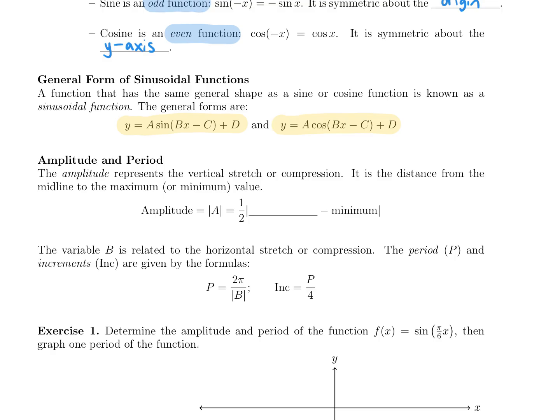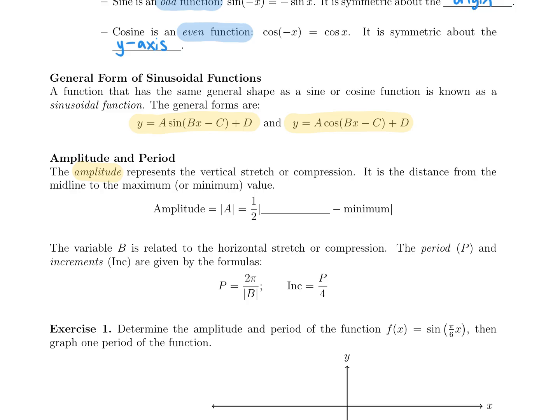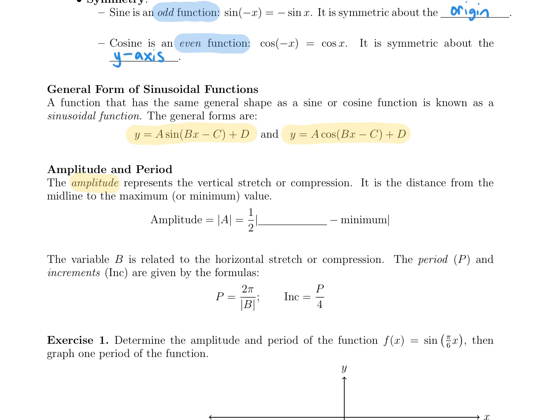Let's start with the amplitude. The amplitude represents the vertical stretch or compression of the function. You can stretch the function vertically or compress it vertically by changing the value of A. All right, so that's what amplitude stands for. The formula for amplitude is just going to be the absolute value of A. Whatever your A is, you take the absolute value of that number, and that is your amplitude. To find it based off of a graph, you would take half of the difference of the maximum and the minimum. So let's write that in.